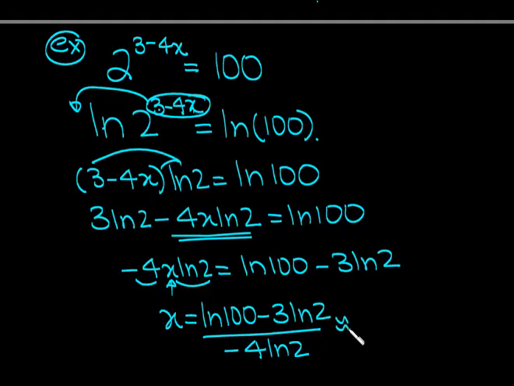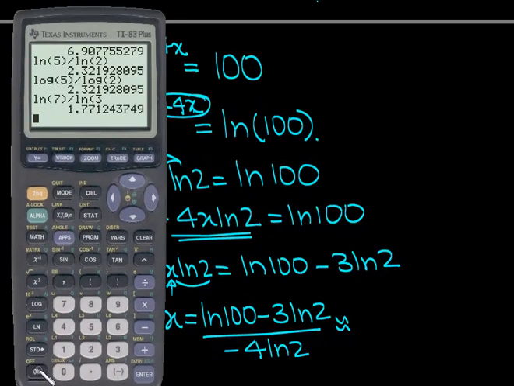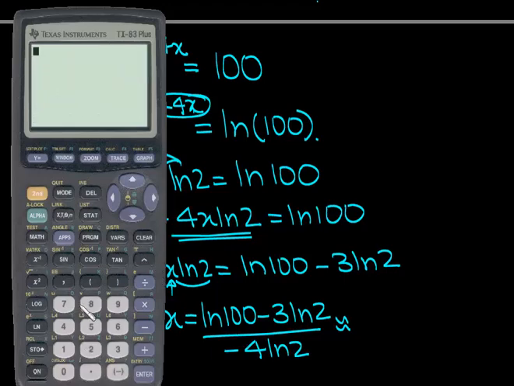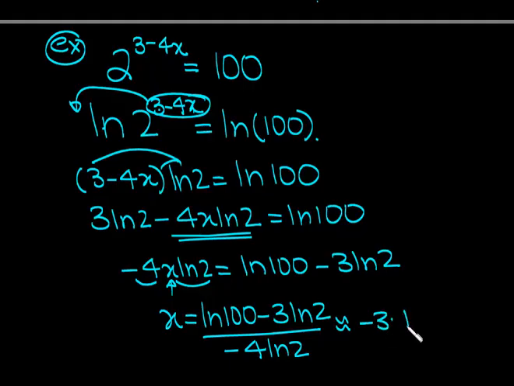It's a good idea to do it on the calculator, because I would like to see if you understand how to use your calculators to do these calculations. So let's take a look at that. So we want to take this thing on the top, so let's put parentheses, ln of 100, minus 3 ln of 2, close parentheses, divide that by, open parentheses, negative 4 ln of 2, and we get negative 3.45, negative 3.45.